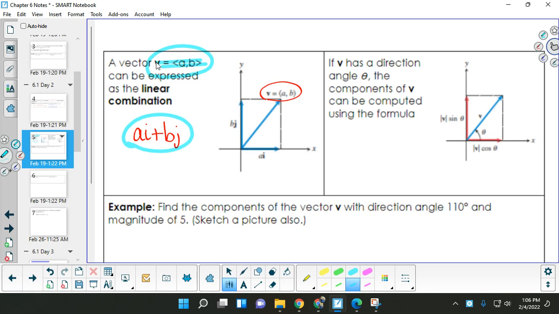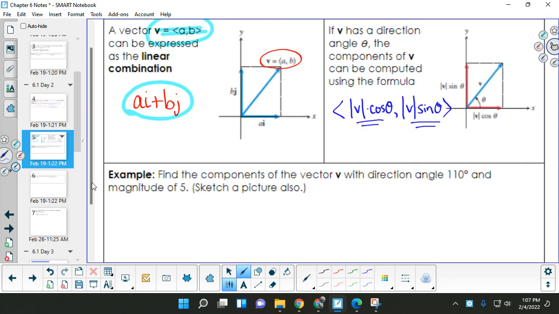Okay? If we look at the upper right here, it says if v has a direction angle of theta, the components of v can be computed by using the following formula. Now here's the deal. What I want for you to do is think about this as a unit circle. The x coordinate is your cosine, the y coordinate is your sine. The difference is this is not a 1 as it is in the unit circle. So you're going to take that v, that magnitude, and multiply it by the cosine, your x term, and the same thing, magnitude times sine, your y term. So this is going to give me my horizontal component. This will give me my vertical component.